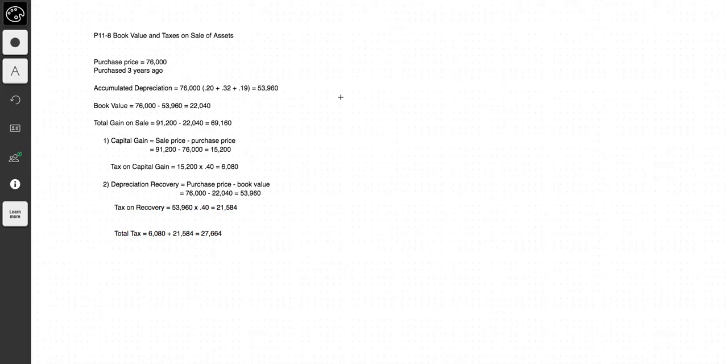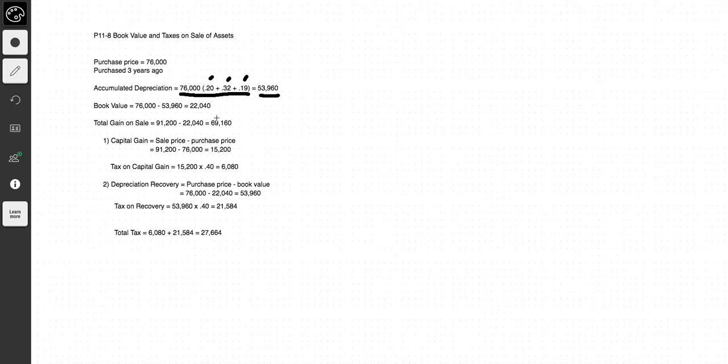So what we have is, again, just to recap, purchase price of $76,000. The asset was purchased 3 years ago. So we have accumulated depreciation in this case of $76,000 times the years' worth of depreciation. It was 20% in year 1, 32% in year 2, and 19% in year 3. So that's 71% total. 71% times 76,000 is 53,960. So that is our accumulated depreciation.